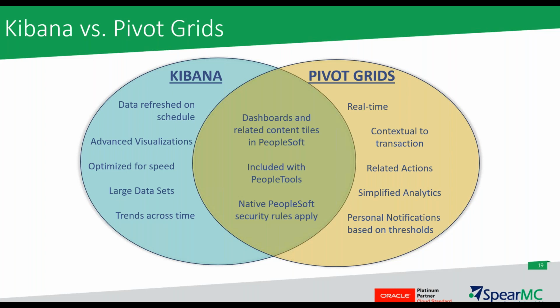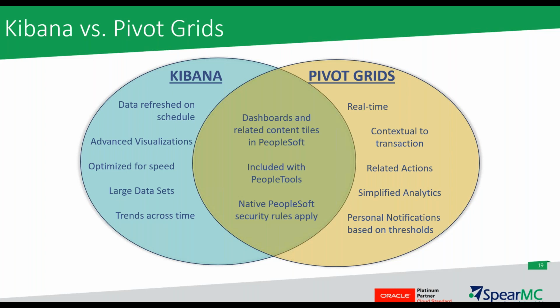They offer a lot of visualizations, and you can also do trending across time, which is difficult with pivot grids. Now, on the pivot grid side, if it's important to have real-time, up-to-the-minute data that's in your database, then pivot grids is a good choice. As I said, Kibana's working against the index, so at least in 8.5.8, it's showing you the data as of the last time the index was updated.